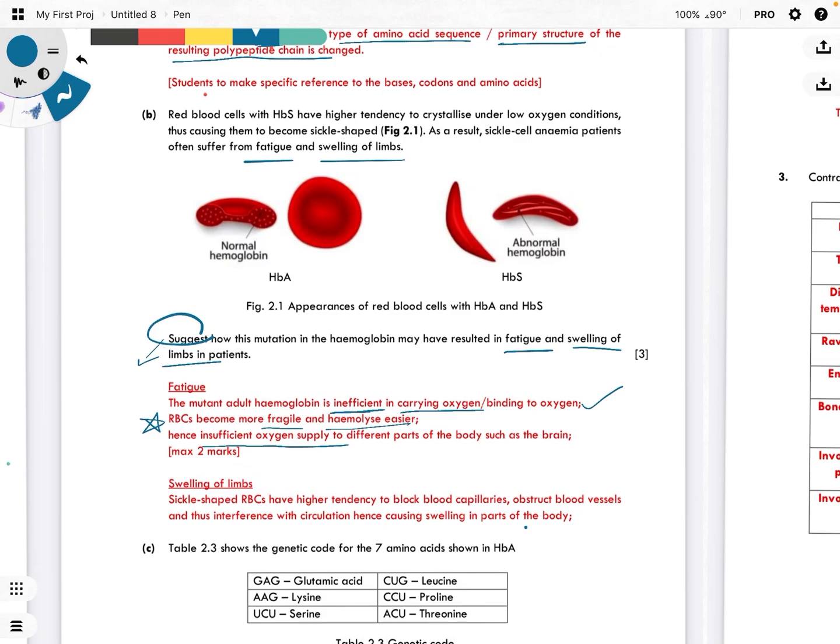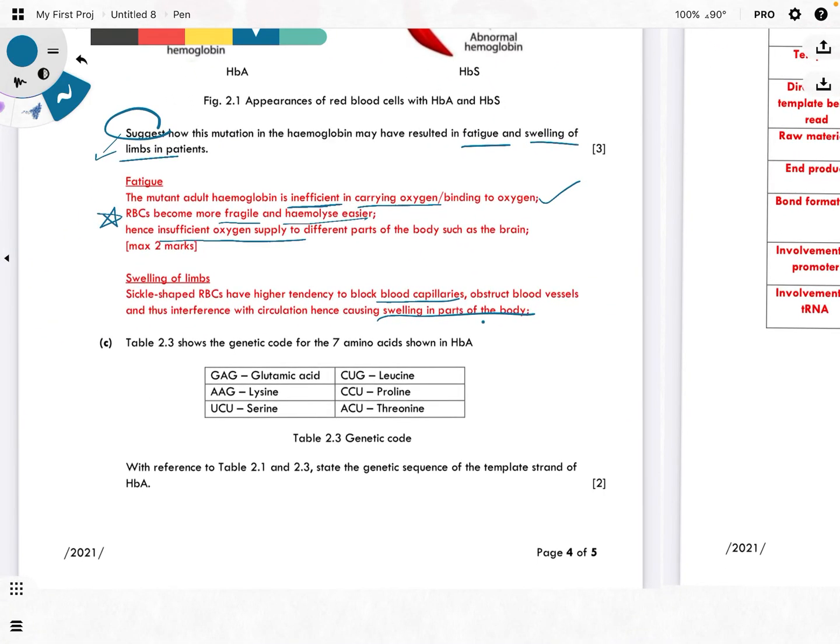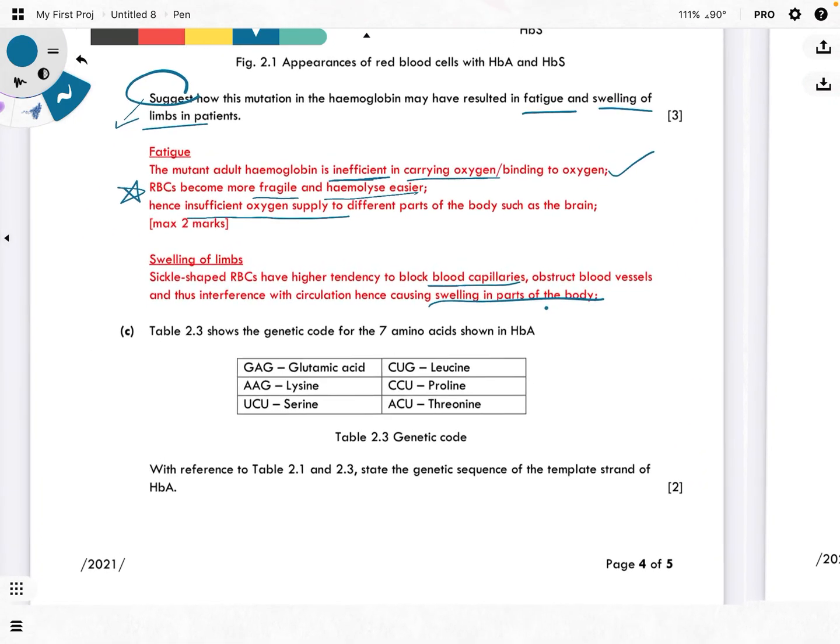Swelling of limbs. So this one is a bit tough to suggest, but one suggested answer is that sickle-shaped red blood cells may have a tendency to block capillaries more and obstruct the blood vessels, thereby interfering with circulation and may cause swelling in various parts of the body. When we look at normal red blood cells, actually they're quite flexible and they can squeeze their way through small blood capillaries. But sickle cell shaped red blood cells are not that flexible, a little bit more rigid, and so there's a high chance they will clump together and block blood capillaries.